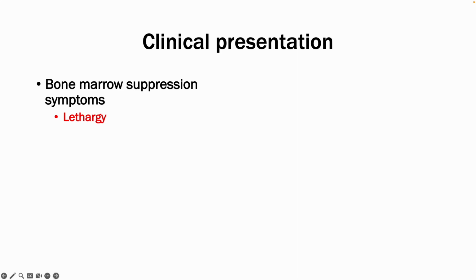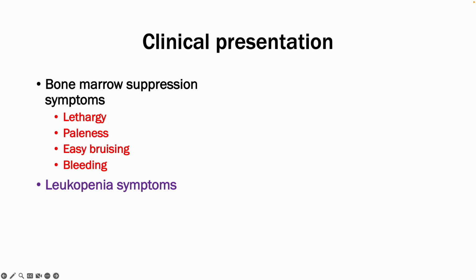The clinical presentation, this all translates to bone marrow suppression symptoms, so things like lethargy, paleness, easy bruising, all of this is linked to a lower amount of red blood cells and platelets. There can also be bleeding, and you also have leukopenia symptoms, and that includes fevers and frequent infections.